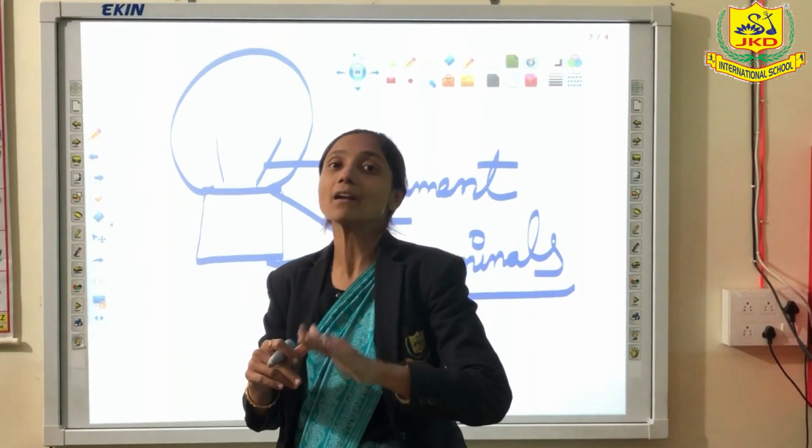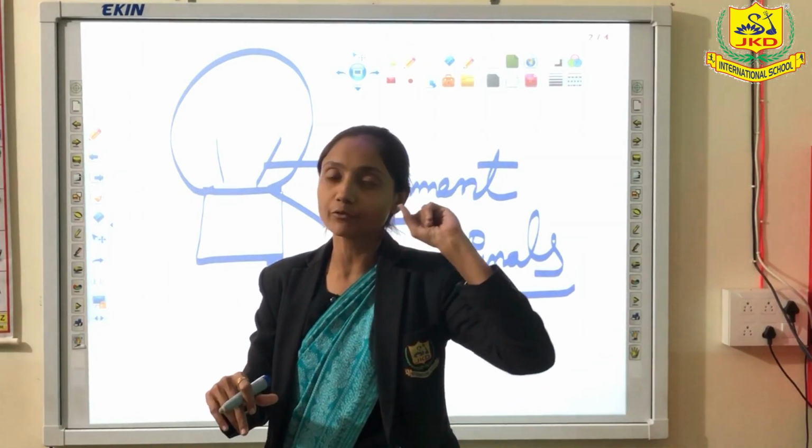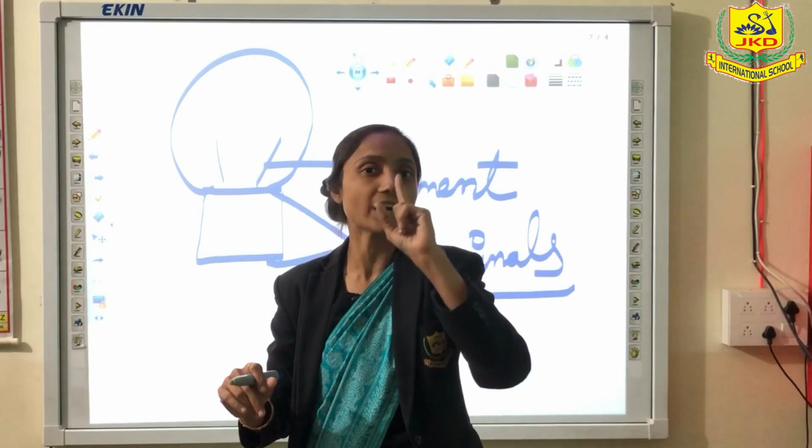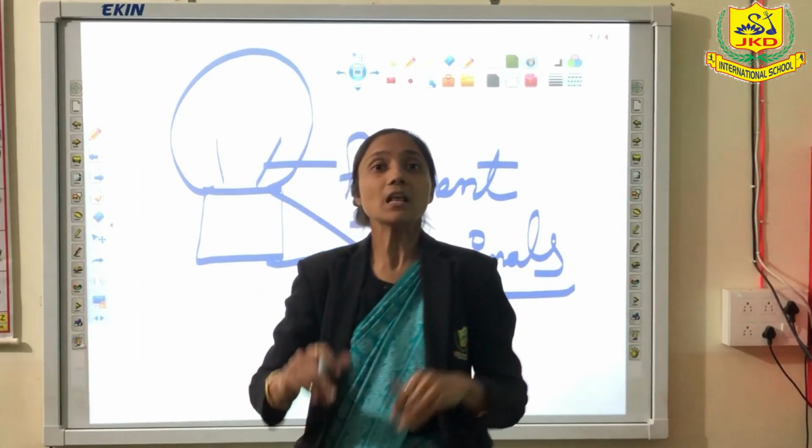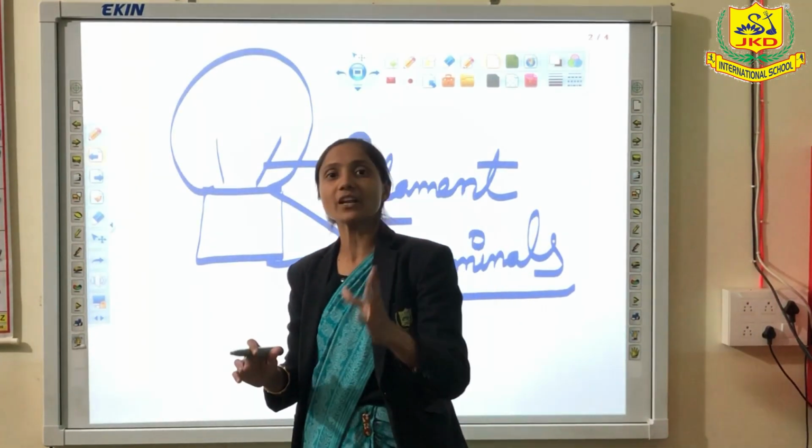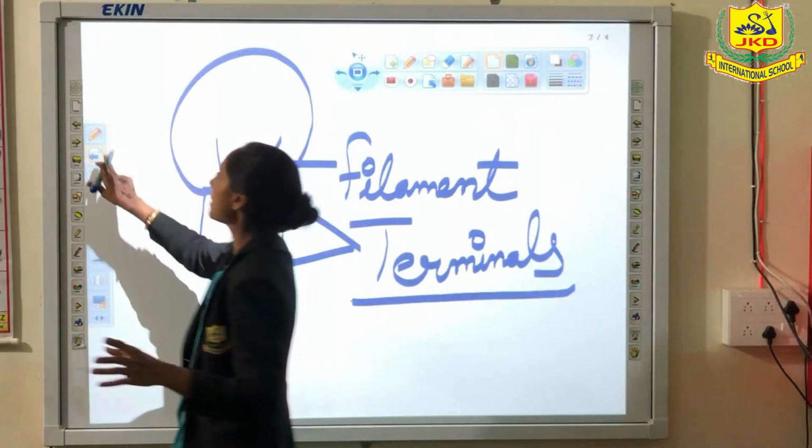And we have to connect it. How do we connect? We have to connect one end with the positive terminal and the other end with the negative terminal. Then only the bulb you have taken will glow. Otherwise it will not glow.